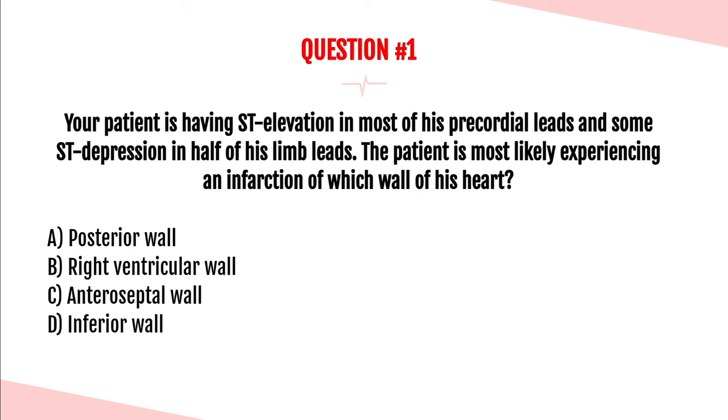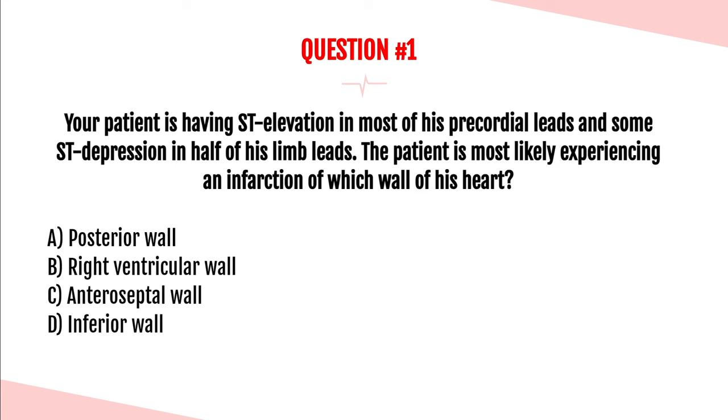So while ST depression may represent some kind of myocardial ischemia, when you have both ST elevation and ST depression on a question, the ST elevation is going to be more indicative of a total blockage of a coronary artery. ST depression might just be some reciprocal changes to that ST elevation, or it could be other factors such as hypokalemia or certain medications. So going back to the question, we're going to be looking more closely at our ST elevation in our precordial leads, or our leads V1 through V6.